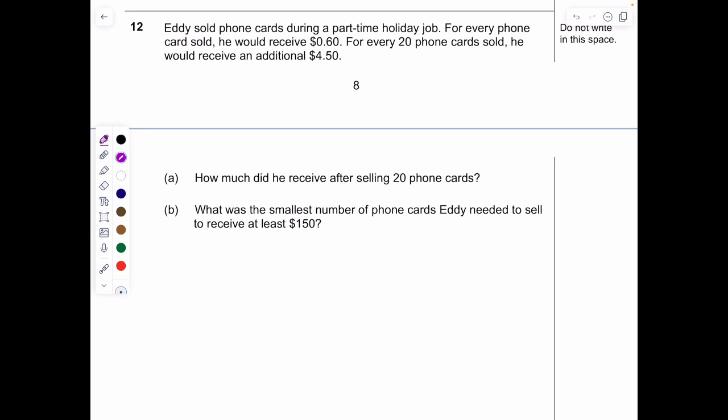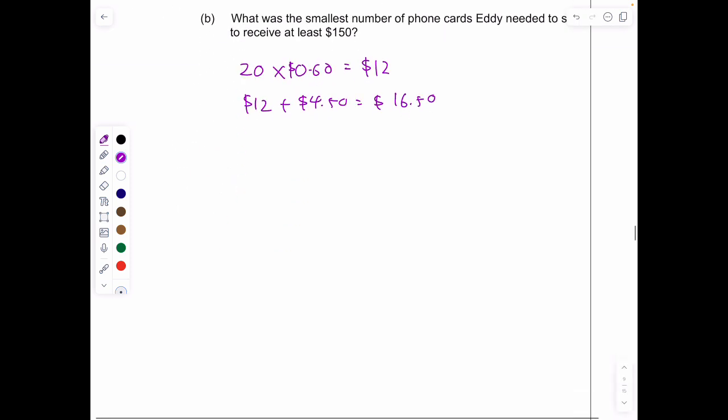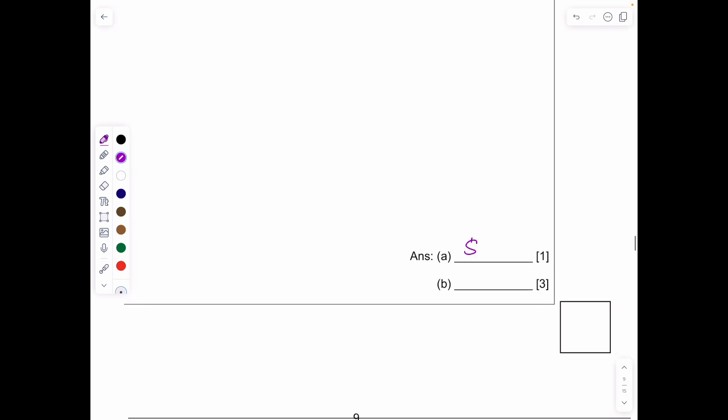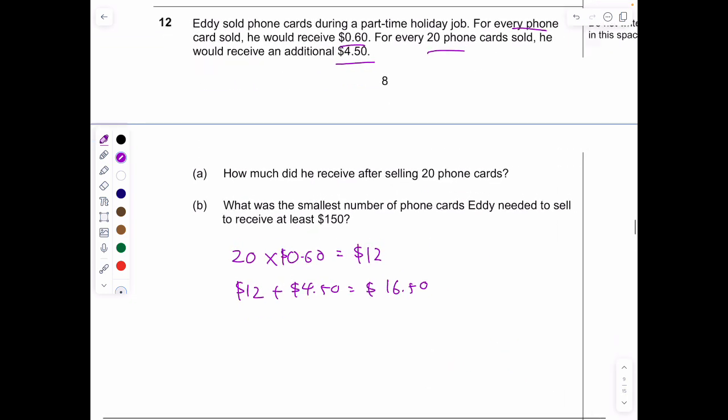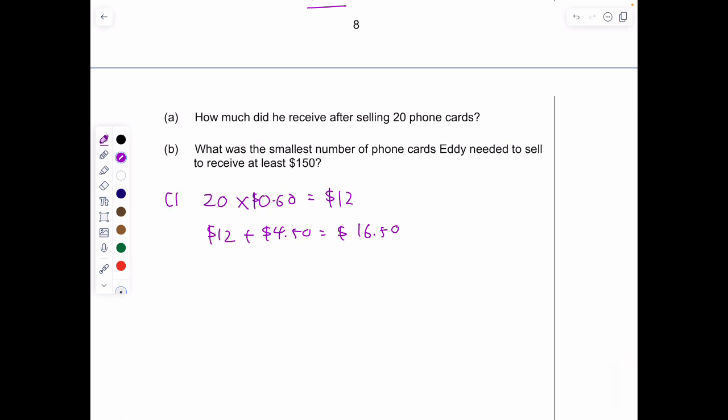Alright, so the first thing that we can do is that we know that every phone card is 60 cents. So 20 phone cards we multiply by 60 cents, and that will leave us with $12. But wait, he gets another additional $4.50 for every 20 phone cards. So therefore it'd be $12 plus another $4.50. That will put us at $26. Sorry, that will put us at $16.50. Okay, make sure you have your dollar sign. Okay, then after that, this is for A, label your working.